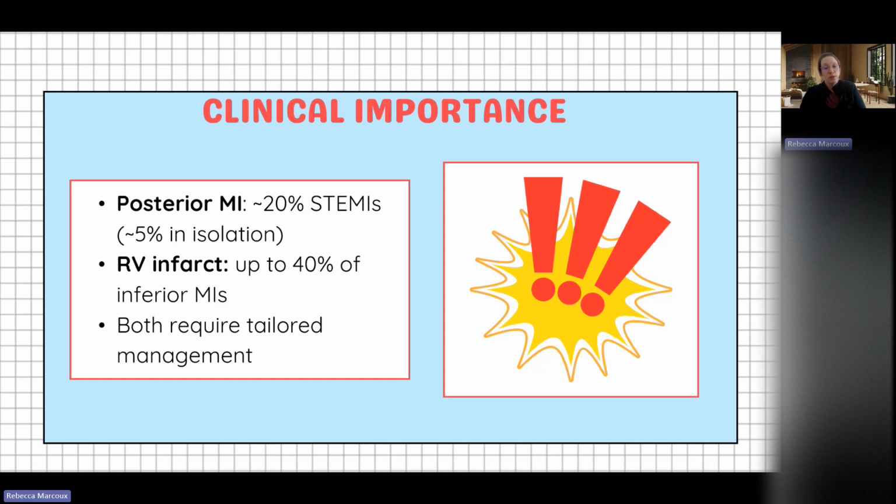So it is important to note that we can't see these on a 12 lead, and they do have some importance. Especially with right ventricular infarct, we have a bit of different management. The other thing that's important to note is posterior MIs often occur with other MIs, but about 5 to 10% of them occur in isolation, meaning we might not see much of anything on our 12 lead, but the patient's having a posterior MI, and we might miss it if we don't dive further into looking at the posterior leads. So we'll talk more about that as we go through.